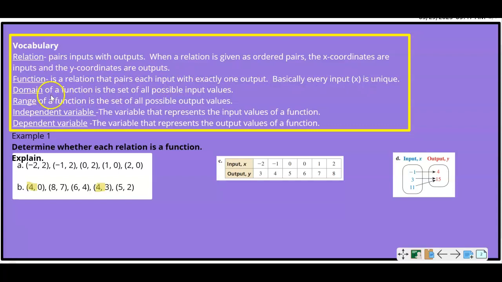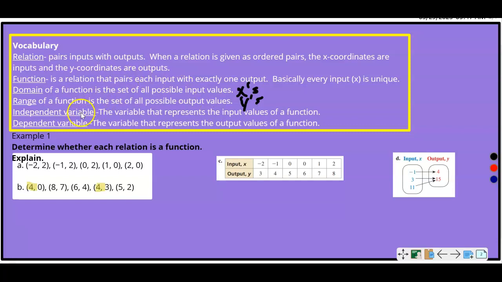Your domain. The domain of a function is the set of all possible input values. So that would be all of your x values if you have an ordered pair with x's and y's. And the range of a function is the set of all possible output values, so all of your y's.